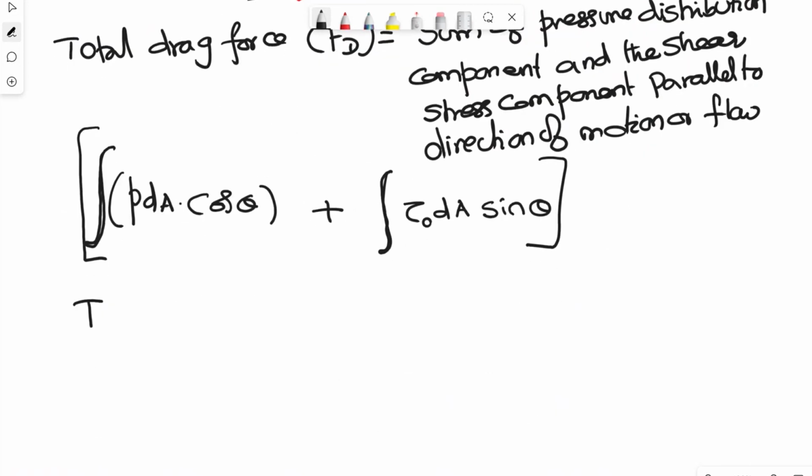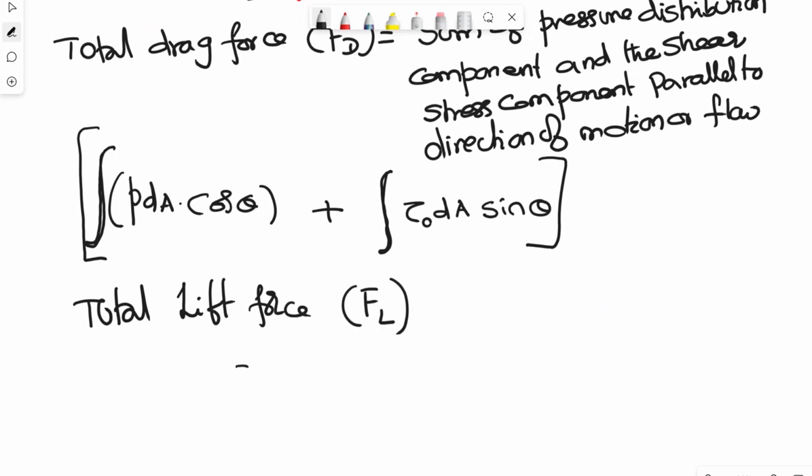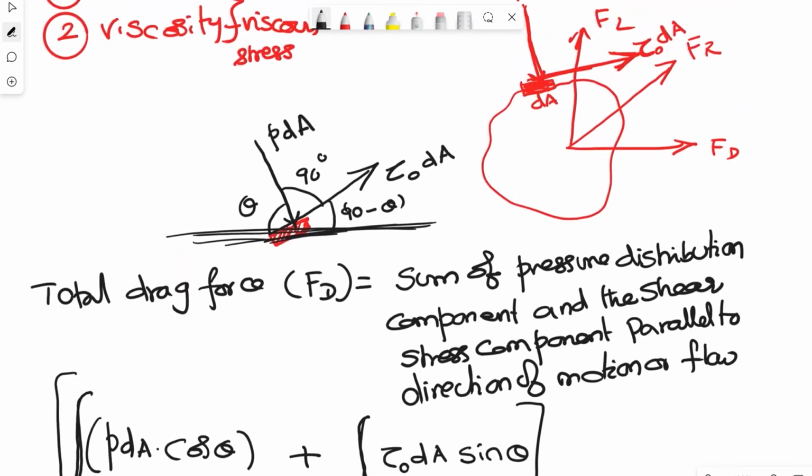Similarly, what is the total lift force? Now I have to take it in the normal direction. Just see how it will be. Suppose the pressure is acting in this direction. This is one component, this is the other component. If this is P dA, then this is P dA cos theta, because this is theta, and this is P dA sin theta. This is how we need to calculate.